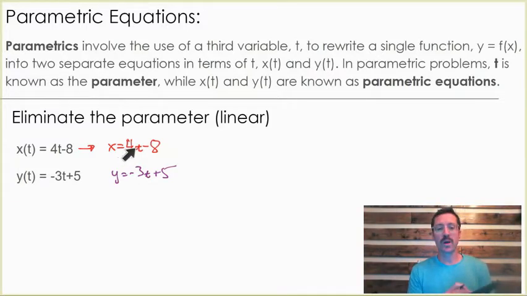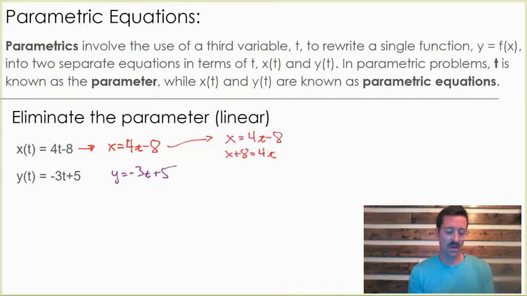And so what we're going to do on problems like this is we're going to isolate the t and then substitute it in for the t in the other equation. That's going to substitute it out. So if I look at this example right here in red, I want to isolate the t. So if I have x equals 4t minus 8, I'm going to add 8 to both sides, and I'm going to divide by 4 on both sides. If I wanted to simplify that a little bit further, I could say that's x over 4 plus 2.